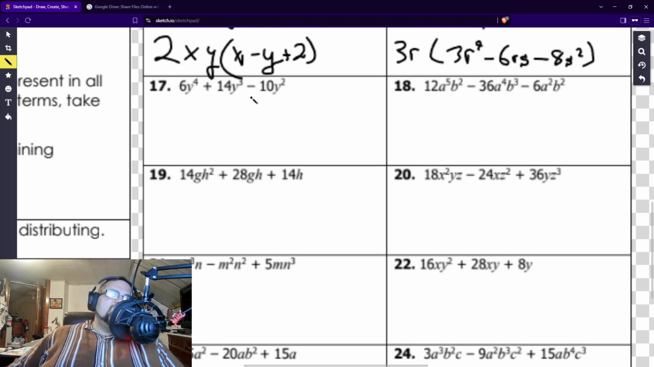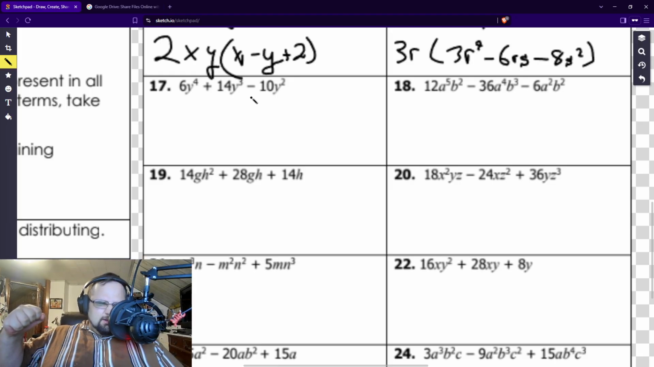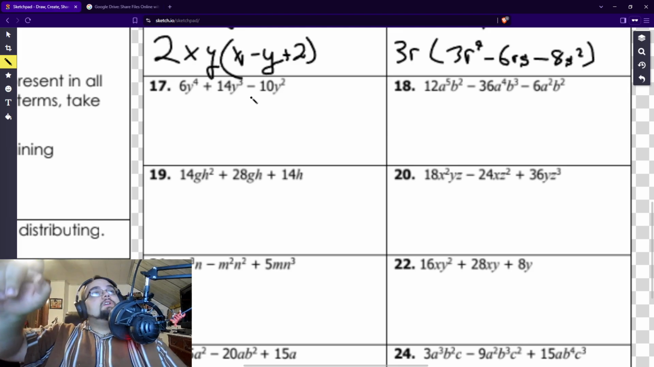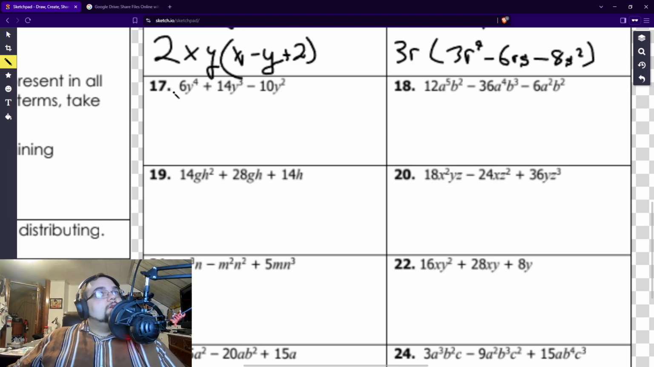6, 14, and 10. Well, I know they're all even. And because they're even, we could pull out a 2. So that would give me 3, that would give me 7, and that would give me 5. And looking at these, I don't think there's anything in common I could pull out, so we're just going to call it 2. All right.